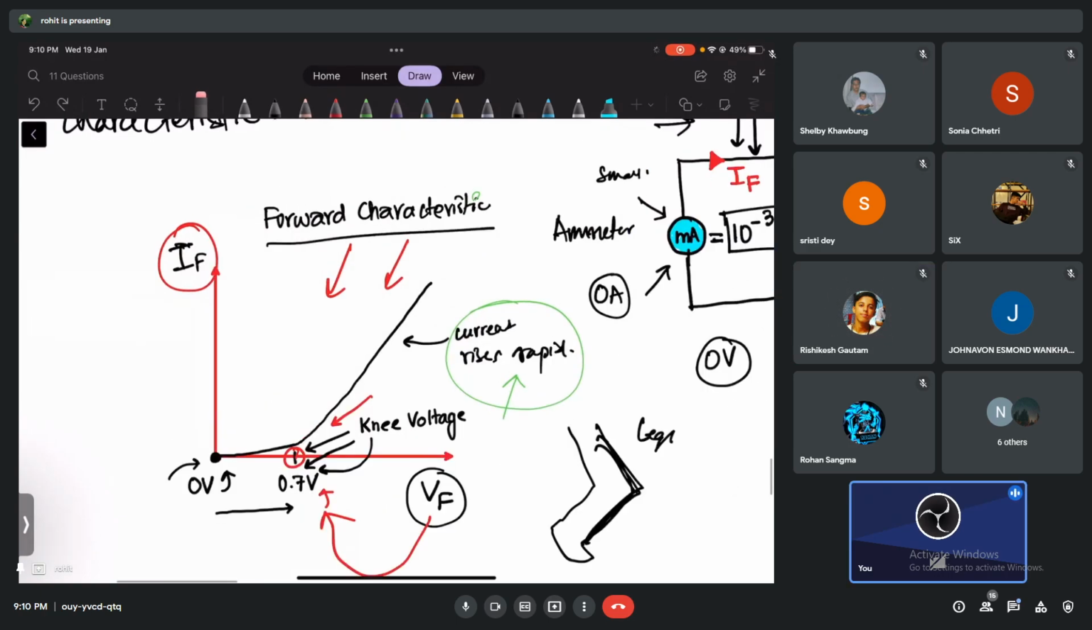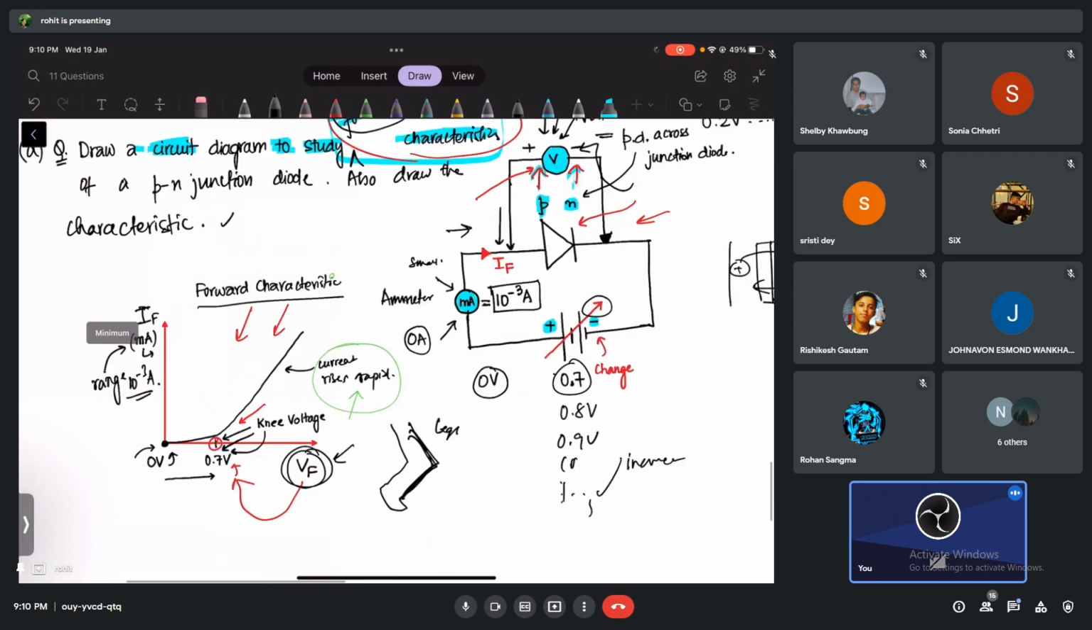Forward characteristics. That means how much current I will get when I apply how much voltage to this junction diode. And don't forget the range of the current that I'm going to get, guys: milliamperes, which means 10 to the power minus 3 amperes. So that is what we are going to get, guys. Can I say it is clear?